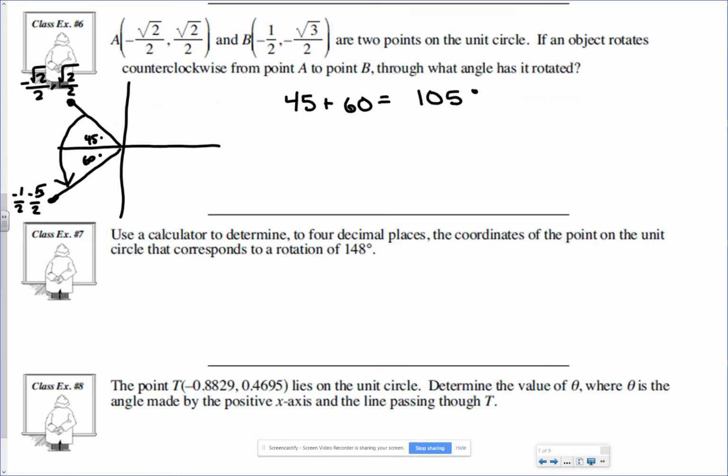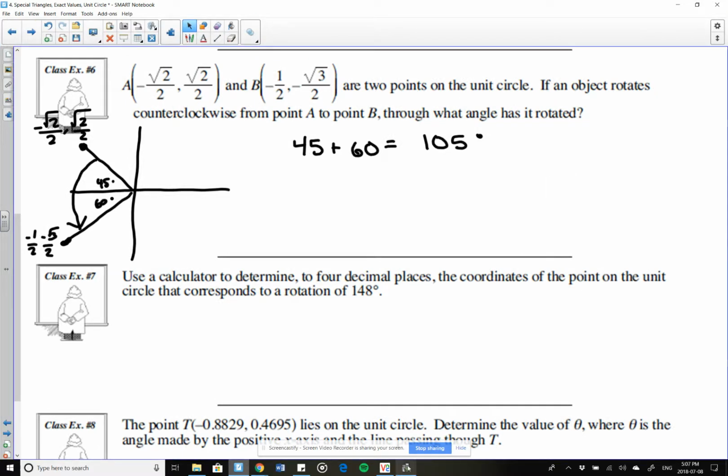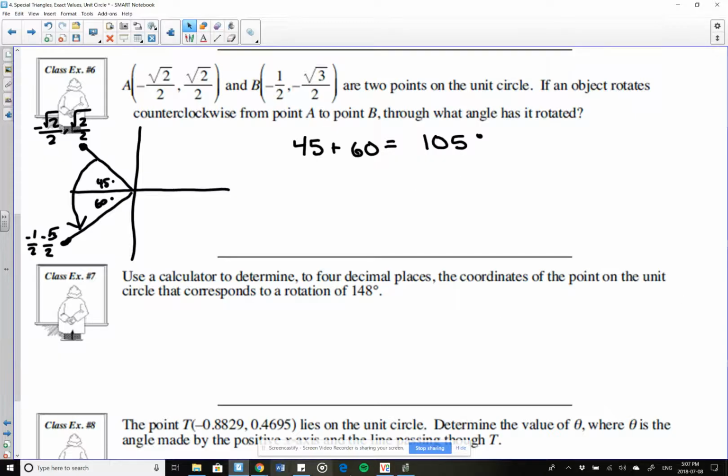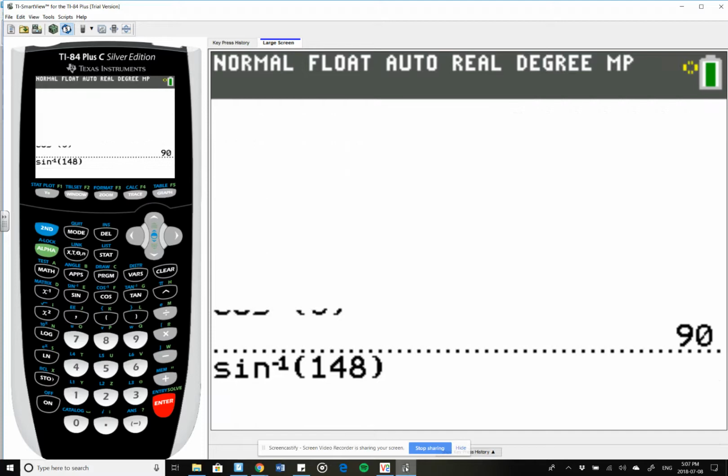Use a calculator to determine, at 4 decimal points, the coordinate of a point on the unit circle that corresponds to a rotation of 148. So with 148, I'd have to go into my calculator, and I'd want to do my sine and my cosine. I'm going to go second sine of 148, because that's going to give me one value.